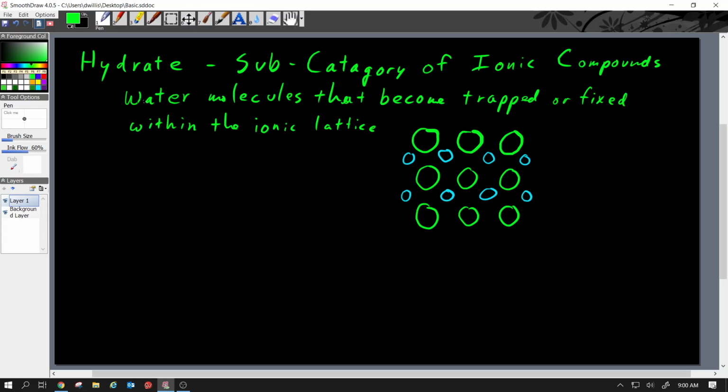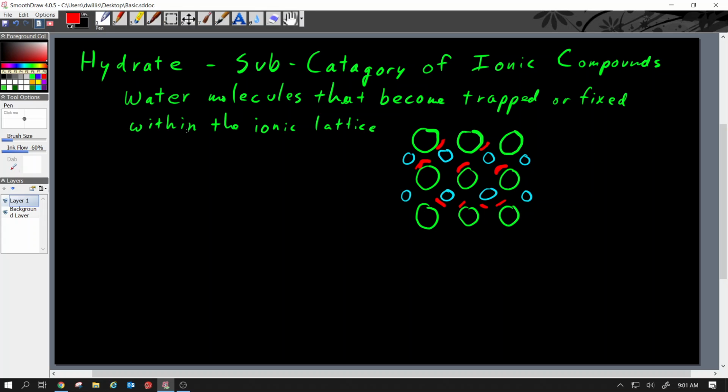And what happens then is waters end up getting wedged in there. Is it drawing in there pretty well? Yeah. And so what happens is the waters get wedged in there. They do not bond. They just get trapped and wedged into that organization, into that little stacking crystal.